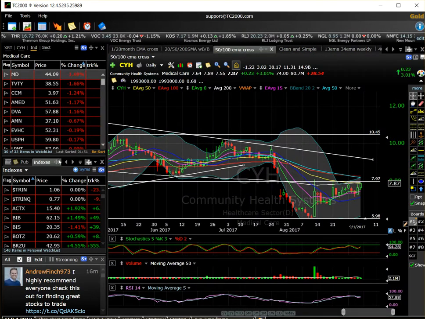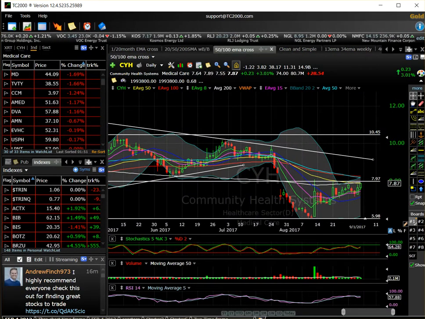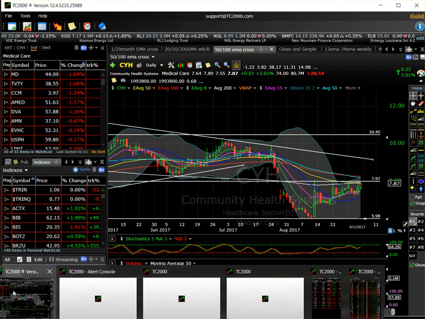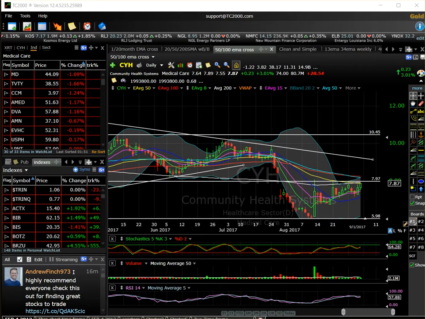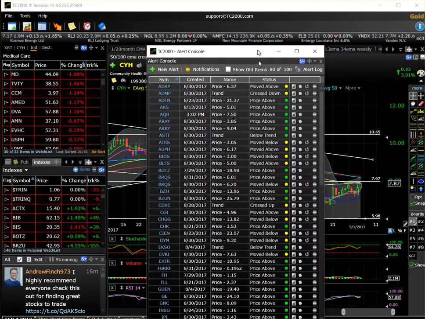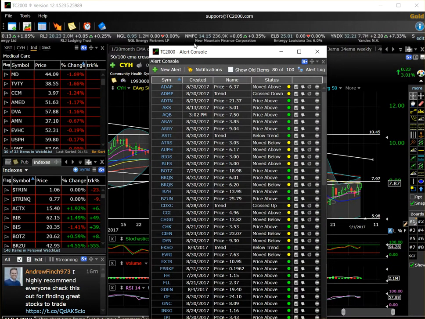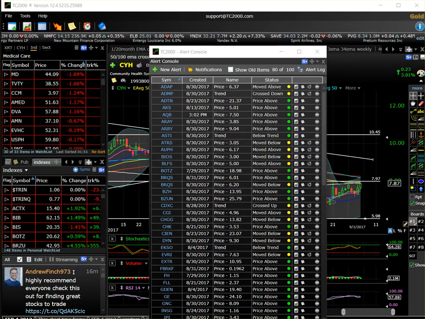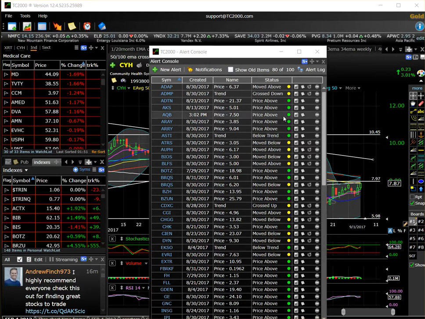Alerts are very simple to do. Let me show you the alert console that I currently have running. And the nice thing too about these windows is that you can pop them out and put them on other screens, right? So you don't have to have everything all within the TC2000 window. You can pop these out and have individual screens, which is, you know, what I've done with this week's stocks to watch that I sent out, and they have greater than 4% scan.